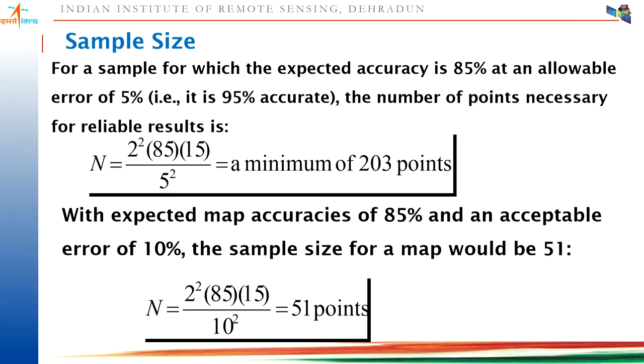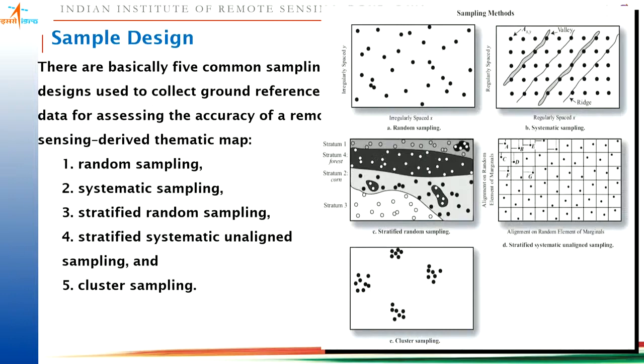So suppose, just to give an example, for a sample for which expected accuracy is 85% at an allowable error of 5%. That means 85% accuracy at an error rate of 5%. Suppose this is what my specifications for the project are. Then capital N comes out to be 203 points. Similarly, if the allowable error is 10%, then only 51 points are required for the area. Okay, so like this you can find out how many points are required.